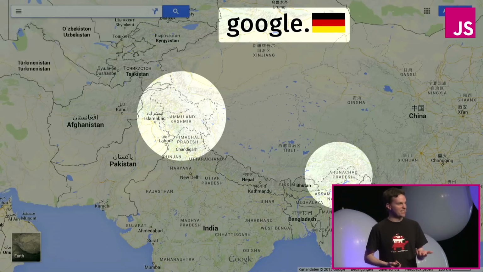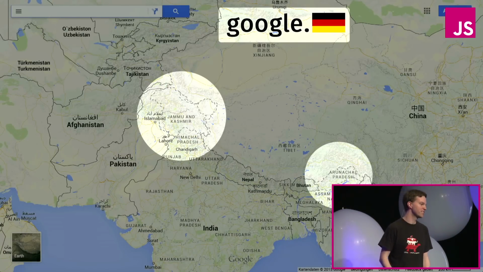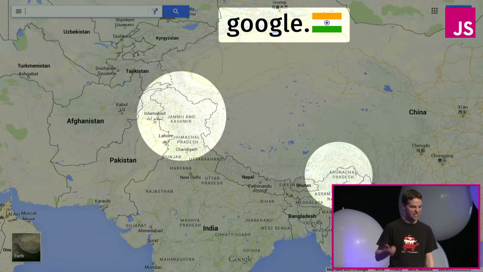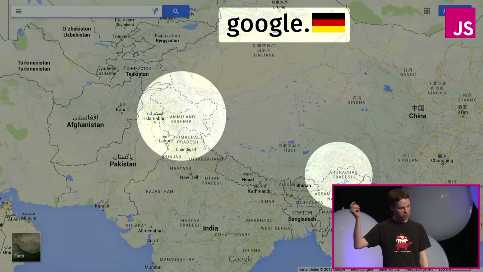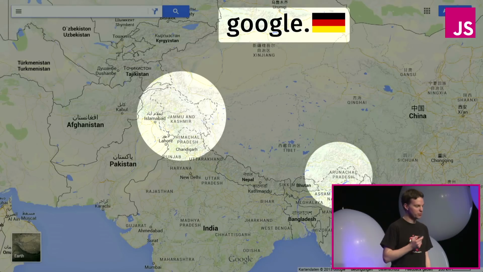To understand why this is such a problem, you just have to look at Google Maps in three different countries. So in this case, Google Maps Germany, India, and China show the Jammu and Kashmir region with significantly redrawn borders depending on where you're viewing the map.